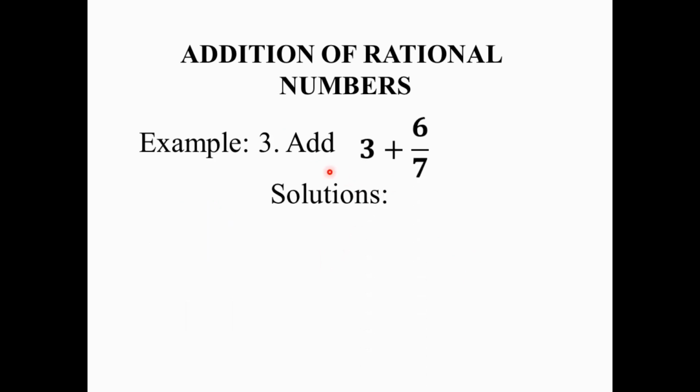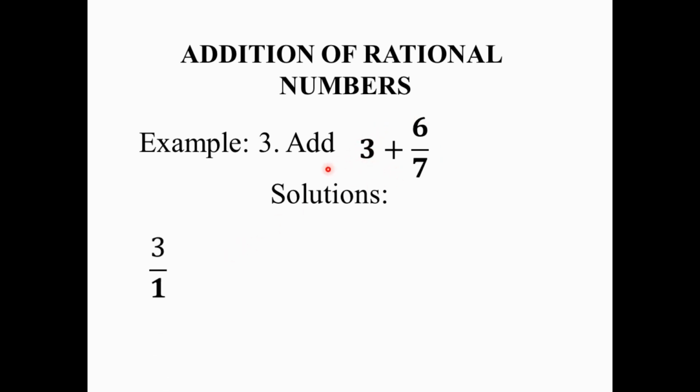Example number 3. 3 plus 6 over 7. So this time we have the whole number. If you could still remember the examples of rational numbers that I have presented to you in the previous slide, the whole number can be transformed into fraction using the denominator, which is 1. Okay? So we will now make first this expression similar.